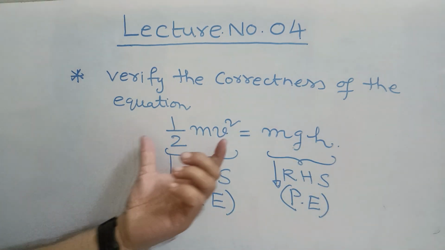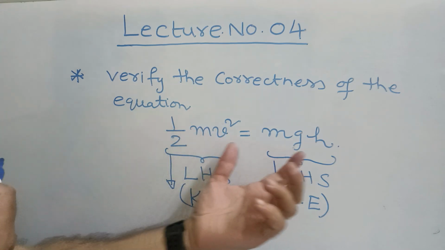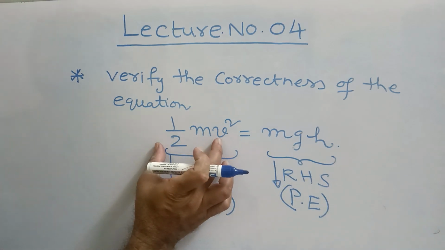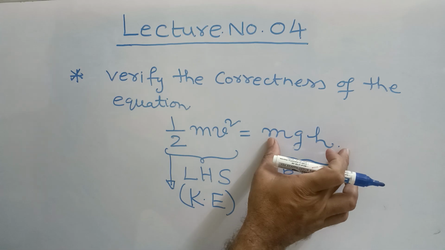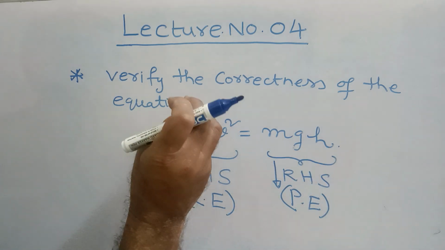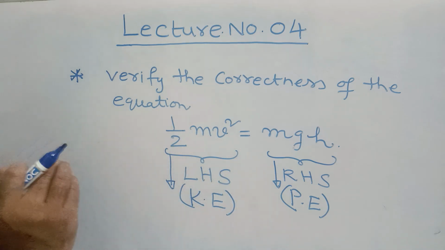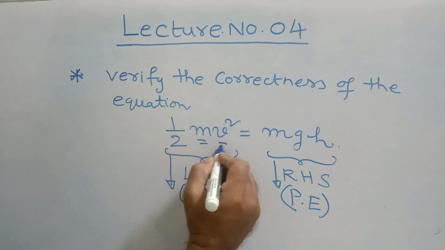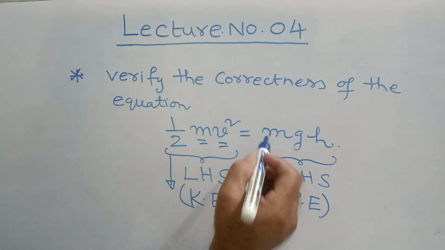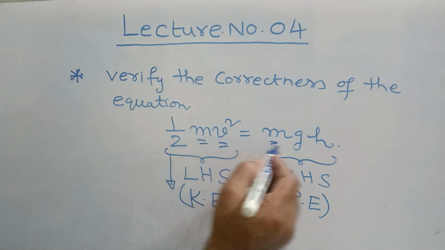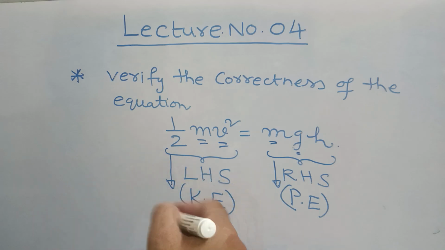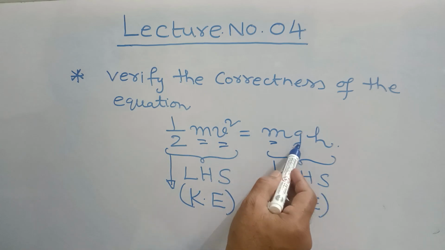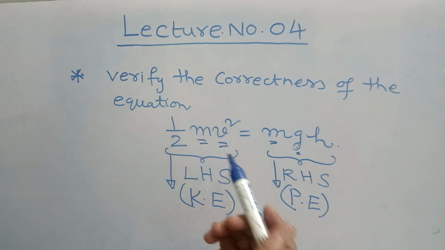Therefore, half mv square is called the kinetic energy, mgh is nothing but the potential energy, and the given equation is kinetic energy equals potential energy. That is the given equation. So, is it correct or not? Then we have to look at these physical quantities. M is the mass, V is the velocity. And on the right side, M is the mass again, G is the acceleration due to gravity on the earth, and H is the height.